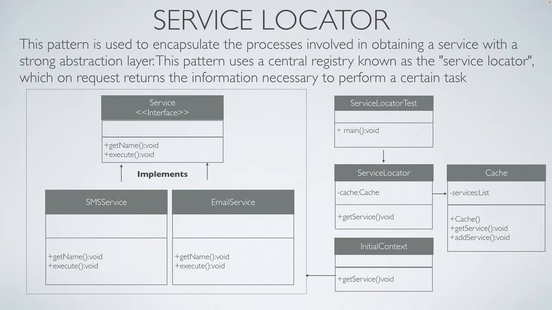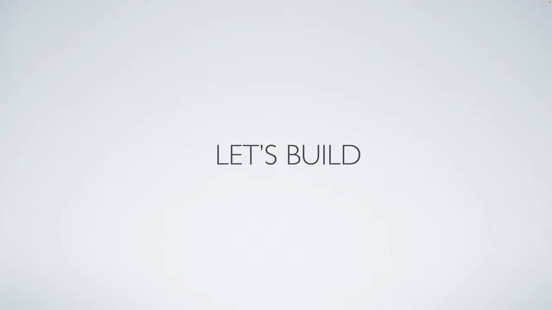Let's take an example here where we have a service interface that has get name and execute, and SMS service and email service will implement the service class, and we have an initial context. Initial context is used for the first time by the Service Locator, and we use that reference and update the cache. The second time onwards, we would be using the Service Locator to fetch the service reference from the cache instead of going to the initial context or context. And the Service Locator test will have the main method to execute the scenario. Let's build this example and see how it works.